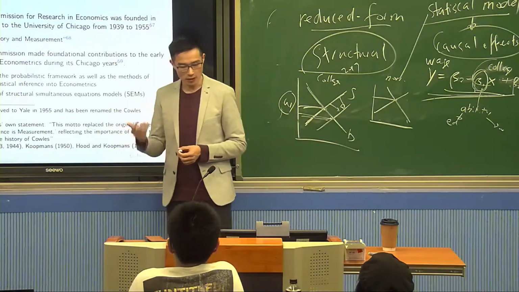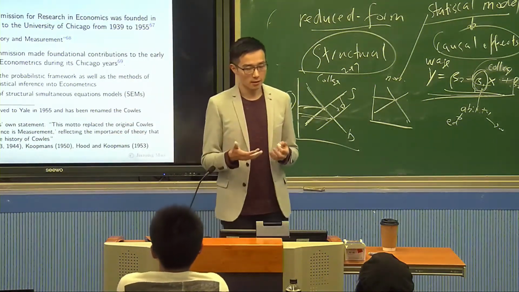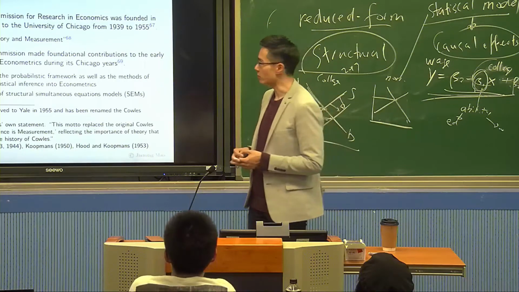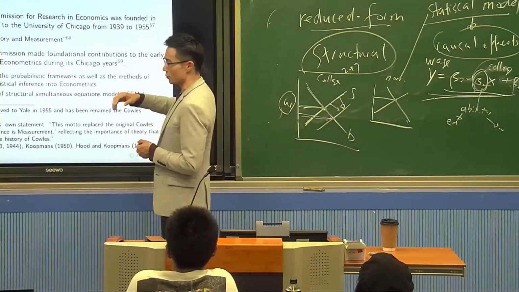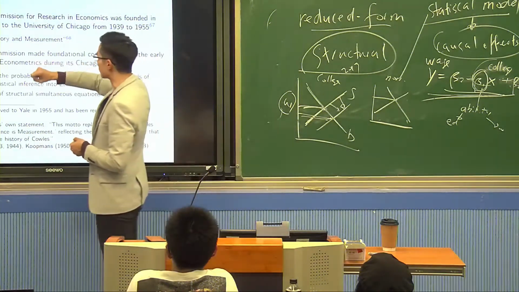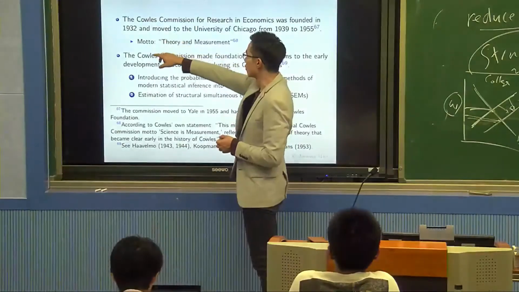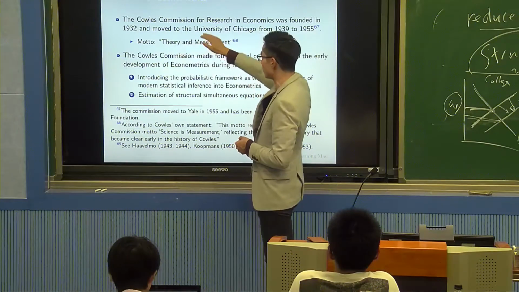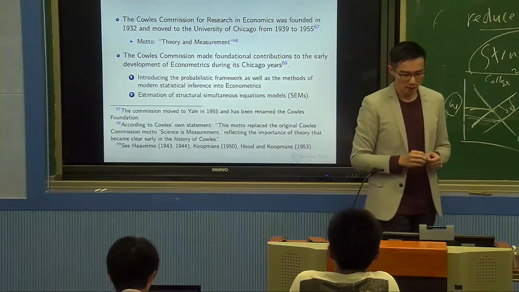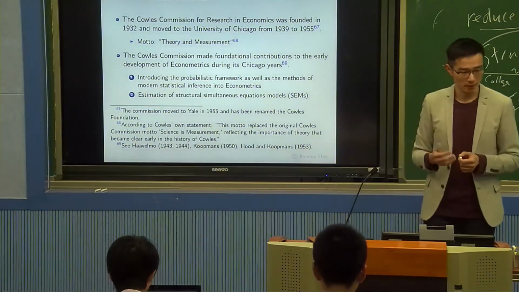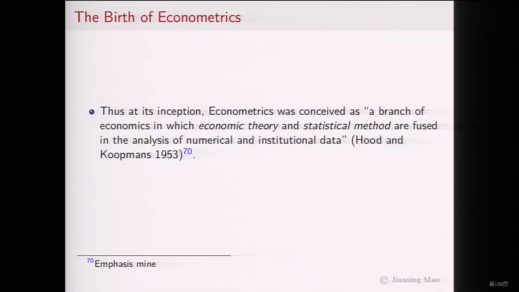The beginning of econometrics is closely linked with the Cowles Foundation. The Cowles Foundation, established in 1932, was one of the earliest efforts to do econometrics. And the Cowles Foundation always has this motto, which is theory and measurement. All right. So theory again features very prominently in the founding of econometrics as a discipline. Today, however, right?